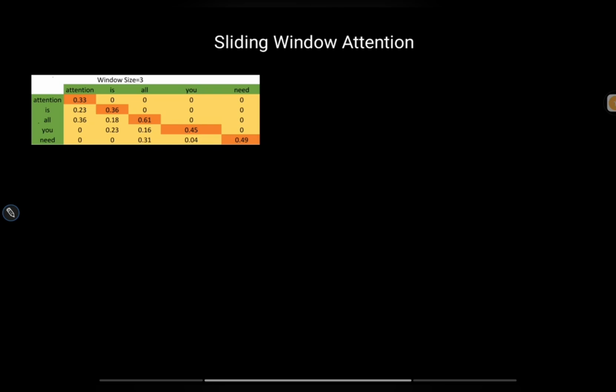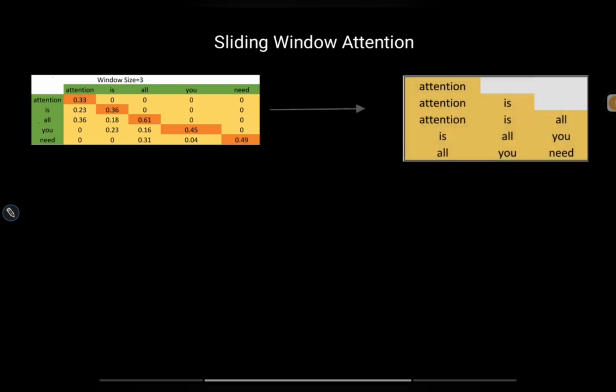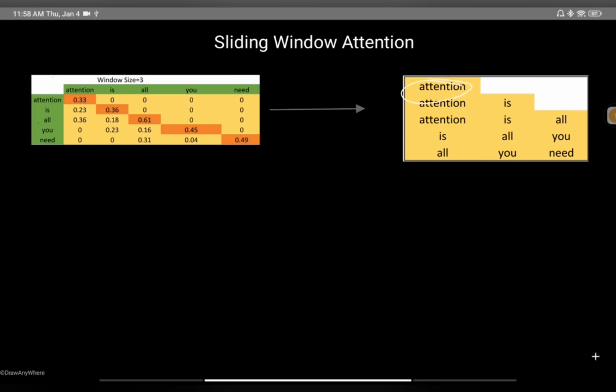So we have this 5 cross 5 matrix where the elements above the diagonal are masked out to 0, and also the contexts that are beyond the sliding window of 3 are masked to 0, right? Once we do that, if I visualize the context length for each token, the token attention can have only this as its context. Is can look only into attention, and all is looking into these two tokens, is and attention, and u is looking into these two tokens, is and all, right? So this is nothing but what we have here in this matrix itself.